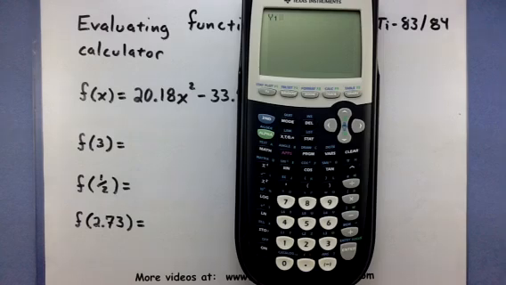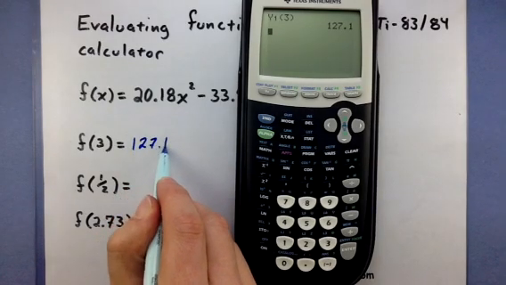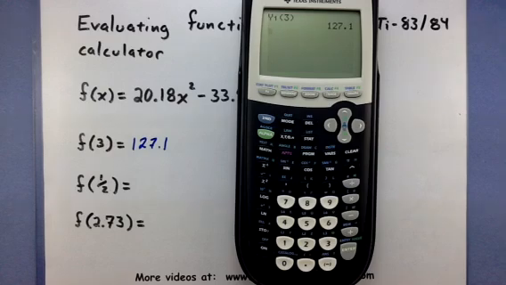Now to actually have it evaluated at an input of 3, I'm going to use my parentheses, 3, close parentheses. So that's telling the calculator to feed the input of 3 into that function I have stored into y1. Alright, let's press enter and see what it gives us. See, that didn't take too long at all, did it? So 127.1 is what it evaluates to.